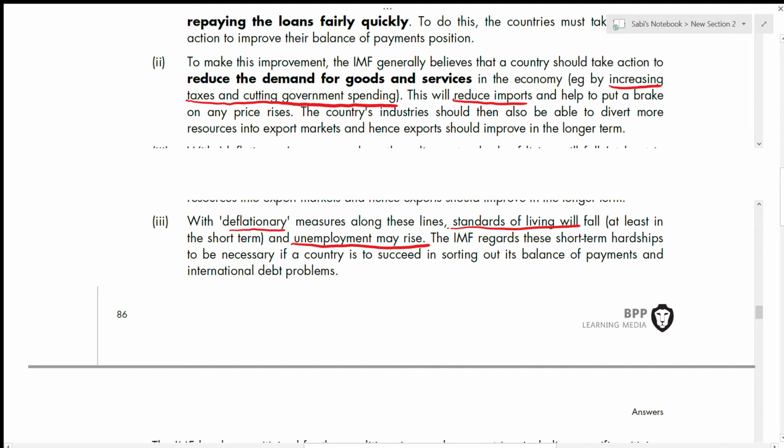The IMF regards these short-term hardships to be necessary for countries to succeed in sorting out their balance of payment and international debt problems. So the IMF is saying that in the short term, it's better to face the hardship rather than in the long term, right? For the long-term benefit, they are taking short-term pain. That is the policy of the IMF.